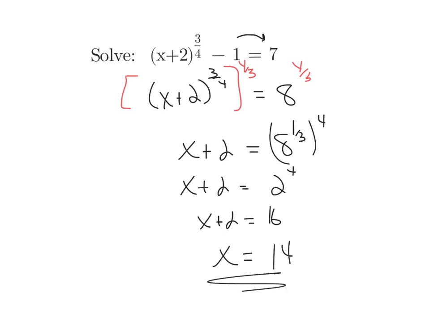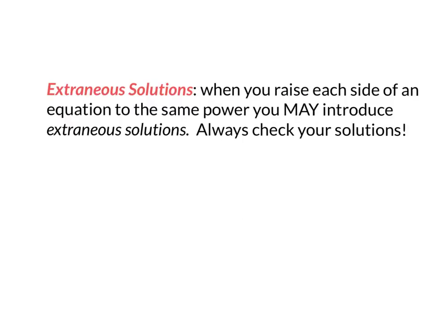And there you go. Check your answer again. Plug it back in over here. 14 plus 2 is 16. The 4th root of 16 is 2. Cubed is 8 minus 1 is 7. It works perfectly. Great job.